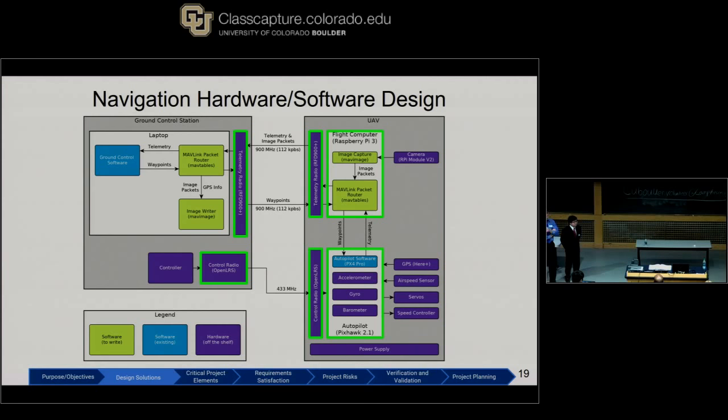Controls will be inputted into a control radio and sent to the UAV via a 433 megahertz channel. They will be accepted by the autopilot, which is in control of the control surfaces and the propulsion system of the UAV. Telemetry will be sent to the flight computer. This will be packed up with image data and sent back via a 900 megahertz channel to the ground station.